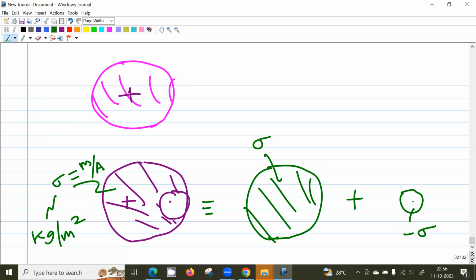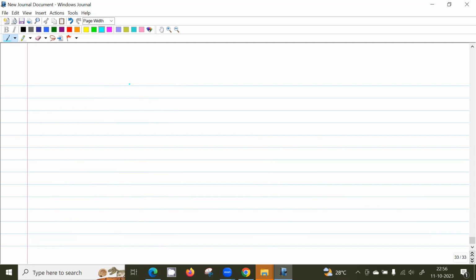Okay. So when I combine this minus sigma with this plus sigma, it will give me a disk with a hole. So instead of finding center of mass of this one, I can find center of mass of this object. This one will be at the center. And the center of mass of this negative mass disk will also be at the center, and I can find center of mass of this combination to get the center of mass of the disk with the hole. So let me do a concrete example.